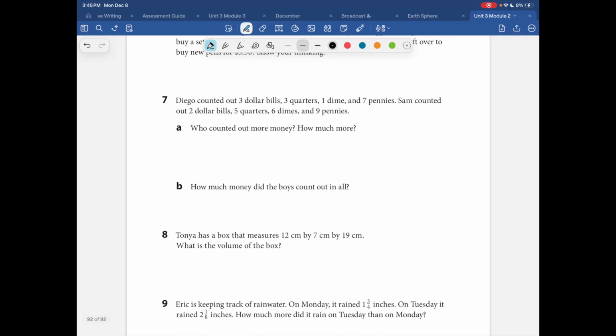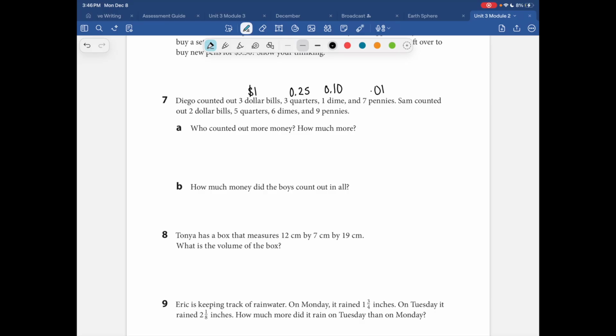Looking at number 7, it says Diego counted $3 bills, 3 quarters, 1 dime, and 7 pennies. Sam counted out $2 bills, 5 quarters, 6 dimes, and 9 pennies. It says who counted more money, how much more. Don't forget that a dollar bill is worth $1. Each quarter is worth 25 cents. Each dime is worth 10 cents.